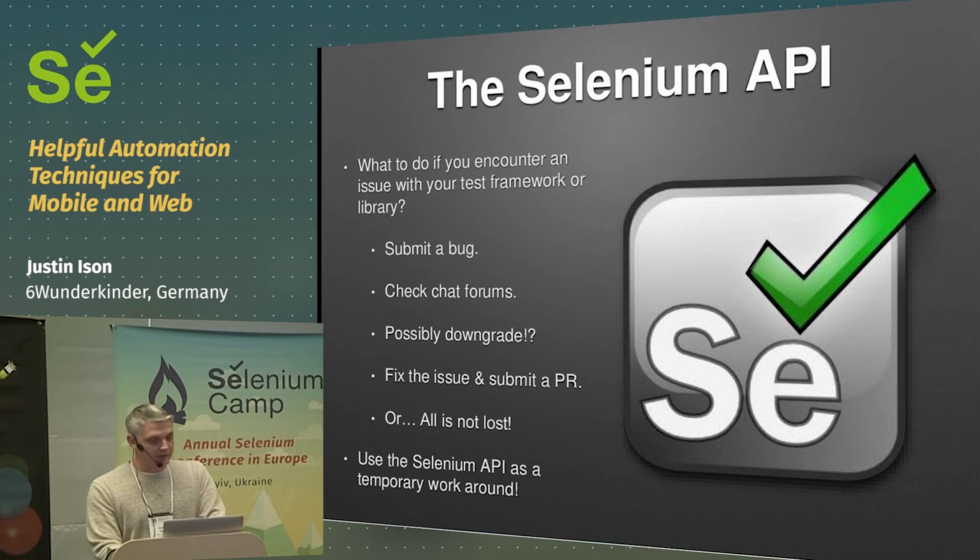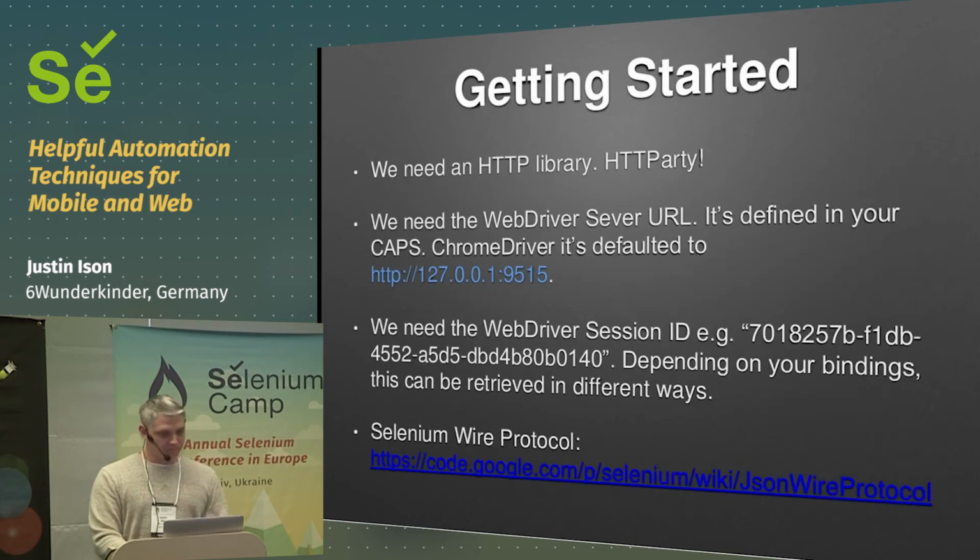Or all is not lost. There's other alternatives. So if you want to, you could use the Selenium API as a temporary workaround until your bug is fixed in your test framework or library. So let's get started. So we need an HTTP library. HTTParty is what I choose in Ruby. It's a gem.